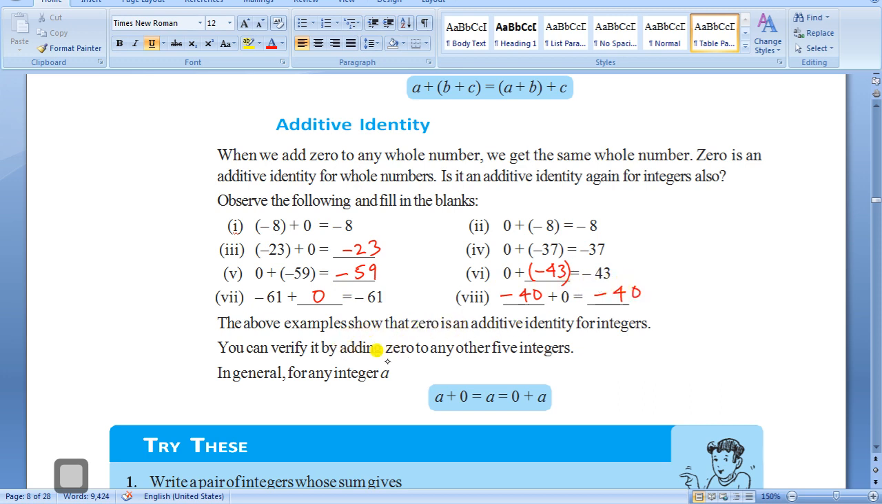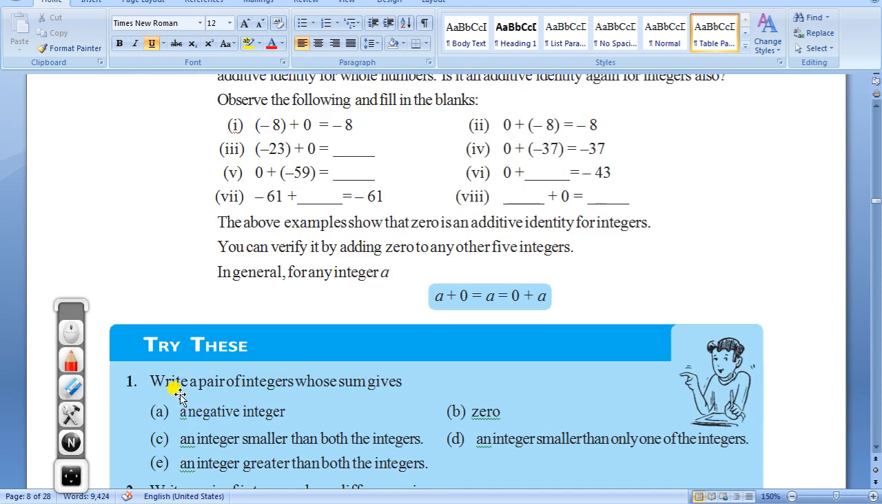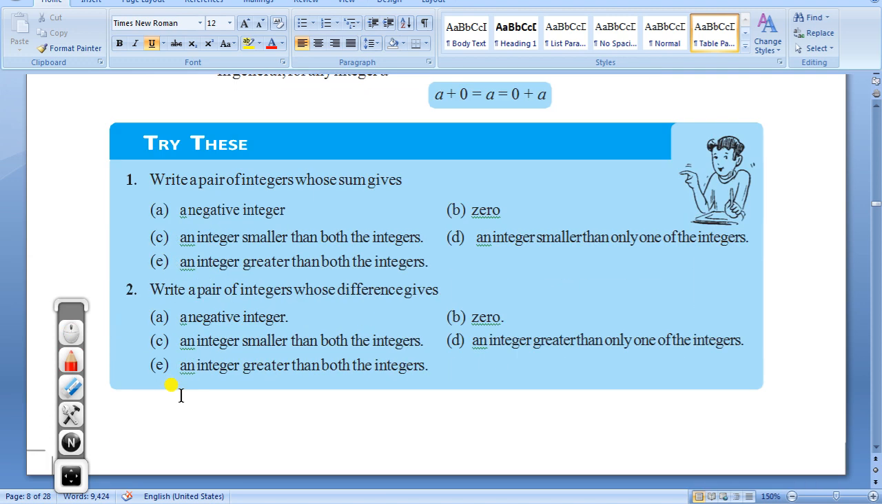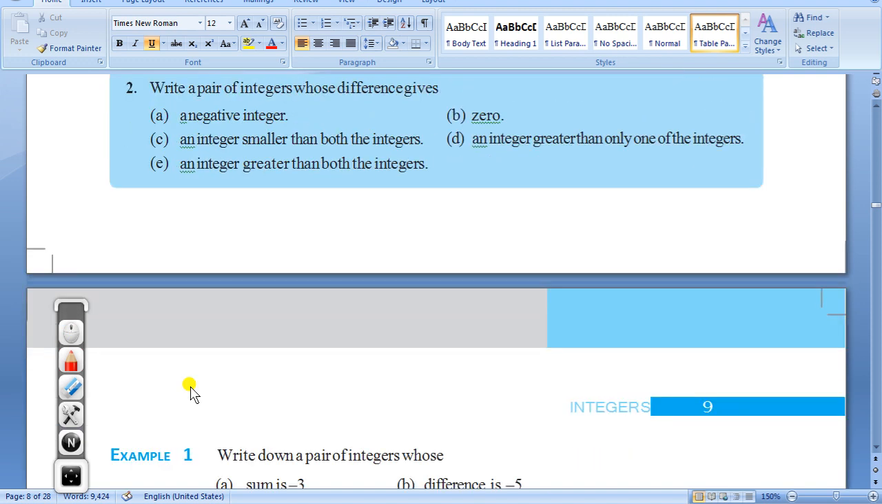Right? The examples show that 0 is an additive identity for integers. You can verify by adding 0 to any other 5 integers. In general, for an integer a, a plus 0 is equal to a, which is equal to 0 plus a. Right? We are getting the additive identity. Now we'll find the next one. What do you see?